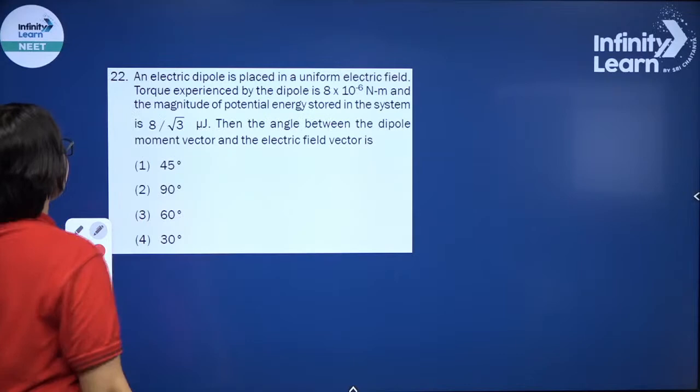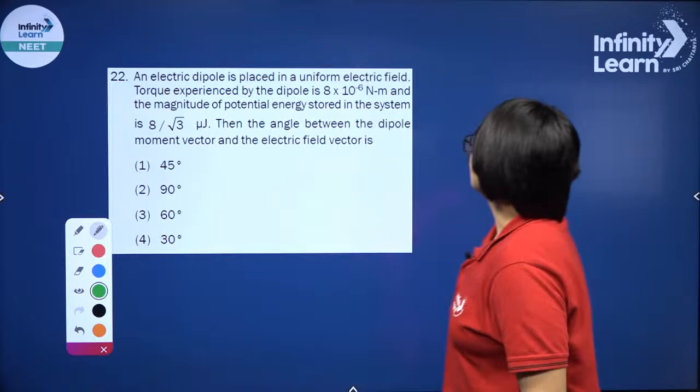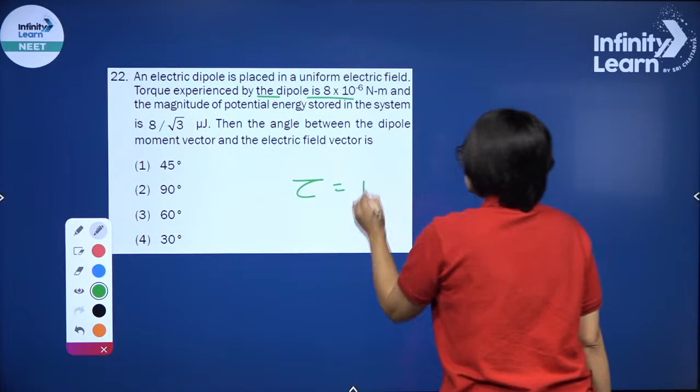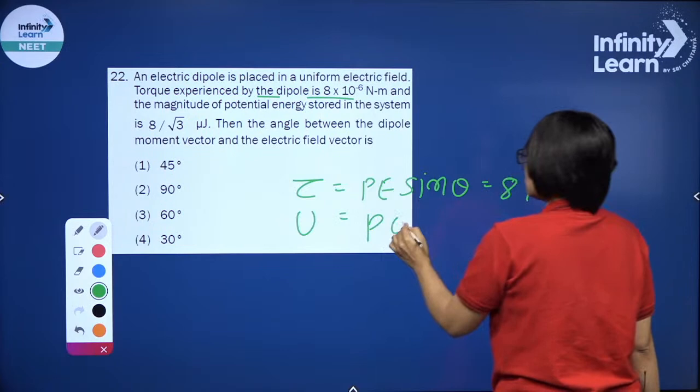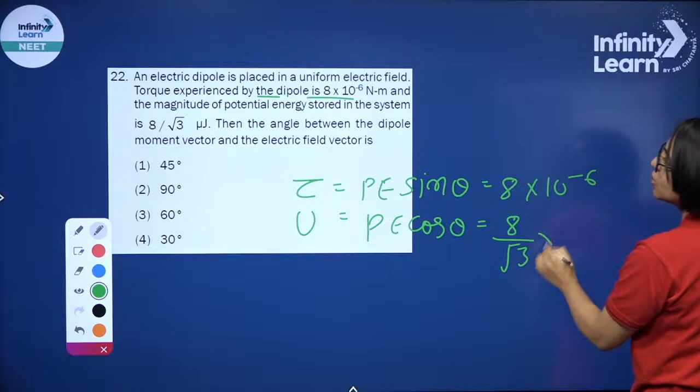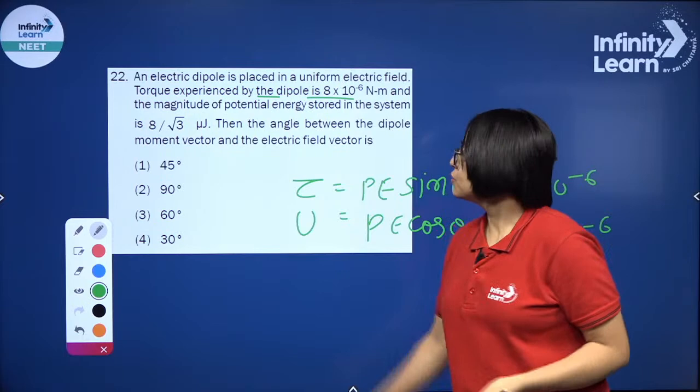Next is, an electric dipole is placed in a uniform electric field, torque experienced by the dipole, which is PE sin theta, is equal to 8 into 10 power minus 6. And the magnitude of the potential energy is PE cos theta, and it is equal to 8 upon root 3 into 10 power minus 6 joules. पूछा गया, व्हाट इज द एंगल बिटवीन द डाइपोल मोमेंट वेक्टर एंड द इलेक्ट्रिक फील्ड वेक्टर. ये तो आप करके बताओगे, ठीक है?